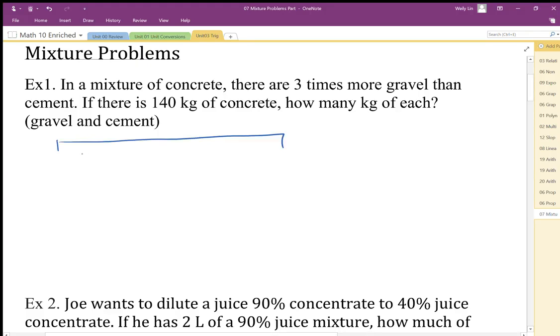We have concrete, all that is concrete, and part of it is gravel, and part of it is cement. Okay, so we have 3 times more gravel than cement, so it looks kind of like this. So what we can do is we can let x equal the amount of either cement or gravel. So we'll let x equal the amount of gravel, and then y represents the amount of cement.